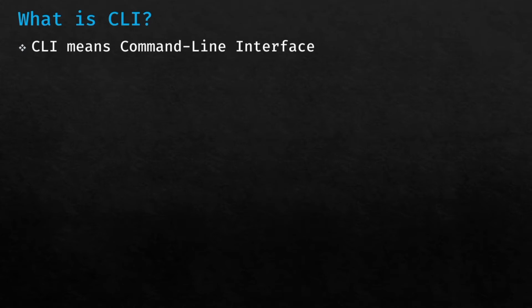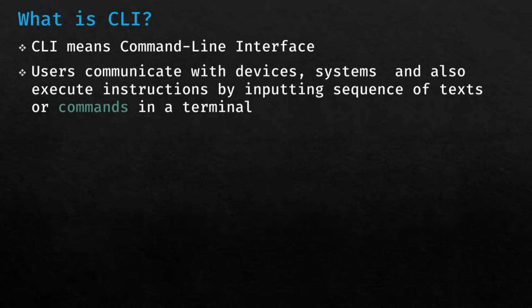Okay guys, now let's have a look at the CLI. The CLI means command line interface, and in the CLI, users communicate with their devices and execute commands or instructions by inputting a sequence of text in a terminal. So for example, if you want to rename a folder, you can do that using the graphical user interface, and also do the same thing using the command line interface.